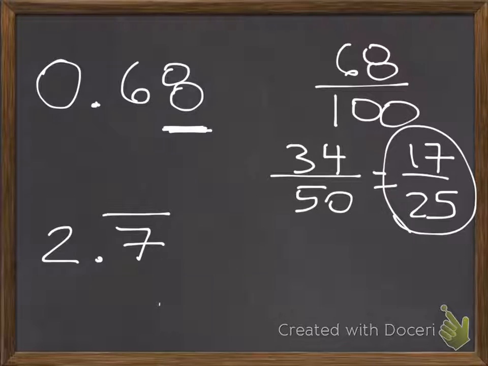Now with a repeating decimal, in this case it's a mixed number, I'm going to have 2 as my whole number, and then to get my fraction part, I normally would put this 7 over 10, but since it's a repeating 7, I do 1 less than the place value, so it should be 2 and 7 over 9.